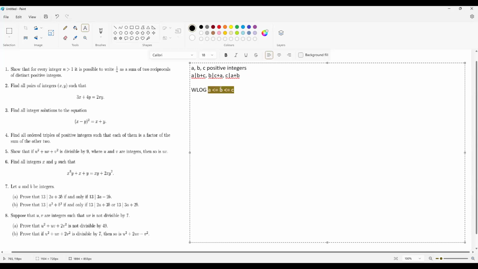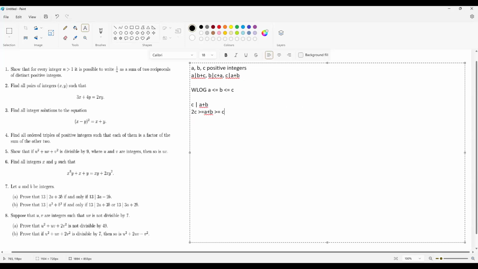How could we use this? Big numbers don't normally divide small numbers, right? Like immediately you know this does not divide 5. Quite obvious. So let's look at this one. C divides A plus B, which means A plus B should be bigger than or equal to C. But A plus B is less than or equal to 2C.